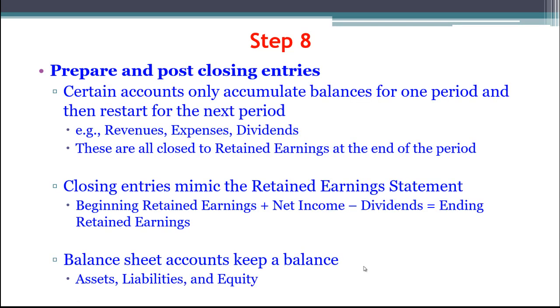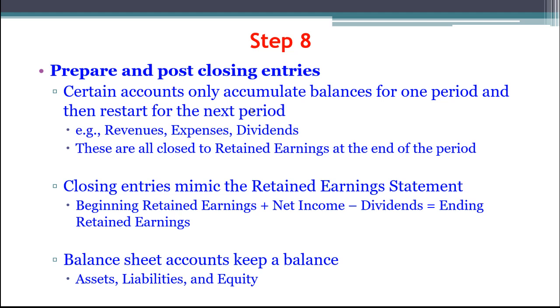Then step 8, we're preparing and posting closing entries. So another set of entries, and again, we've merged the recording and the posting of journal entries together. You could see this broken out into 2 steps. That's fine. Now, the point here with these closing entries is that some accounts need to be closed down to 0 so they start the next period fresh. Other accounts, they keep a balance forever, permanently. Revenues, expenses, and dividends, they restart every period, so they need to be closed down.